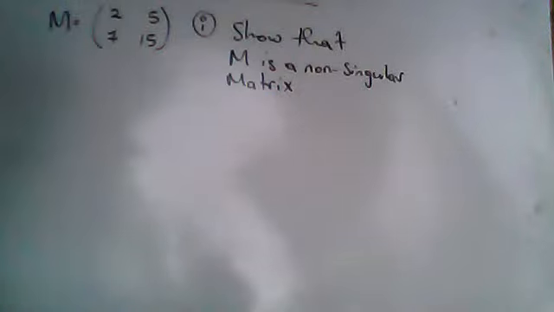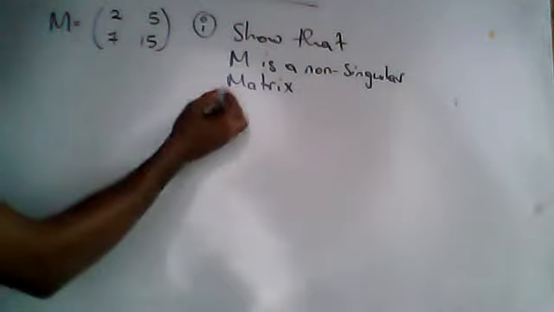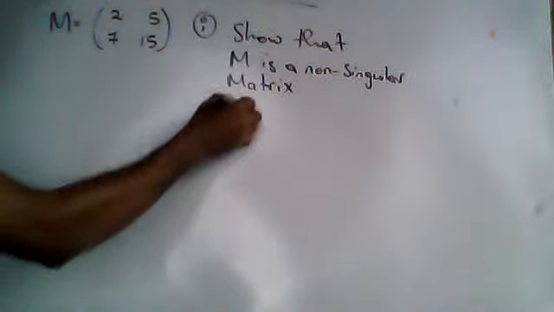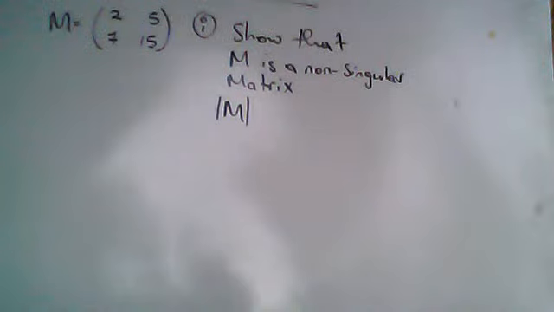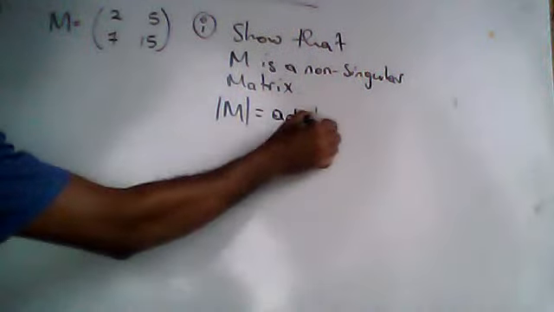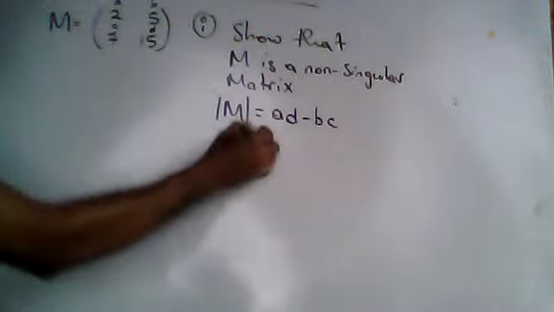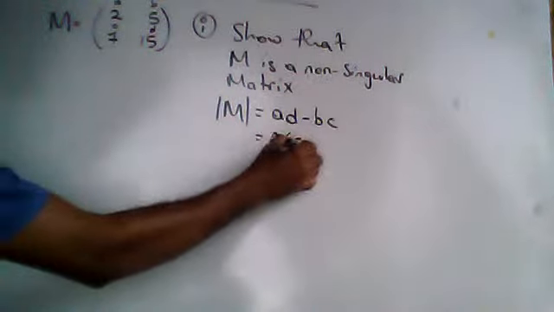To show that M is a non-singular matrix, what we would do is to determine its determinant. So the determinant of M: remember, for a singular matrix the determinant is equal to 0. For a non-singular matrix, you're going to get a value other than 0. So we're going to have AD minus BC. Remember, this is A, this is B, this is C, this is D. So we're going to have 2 times 15.